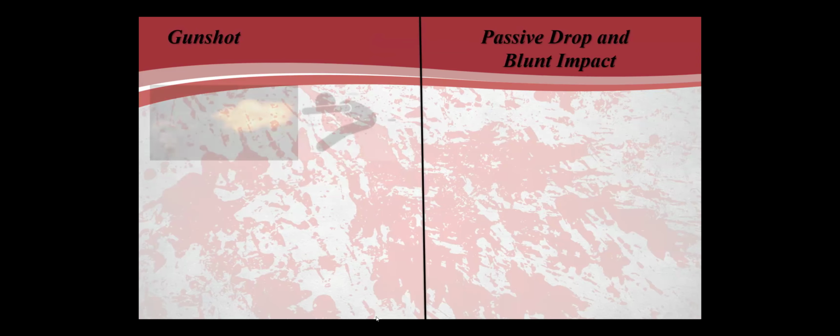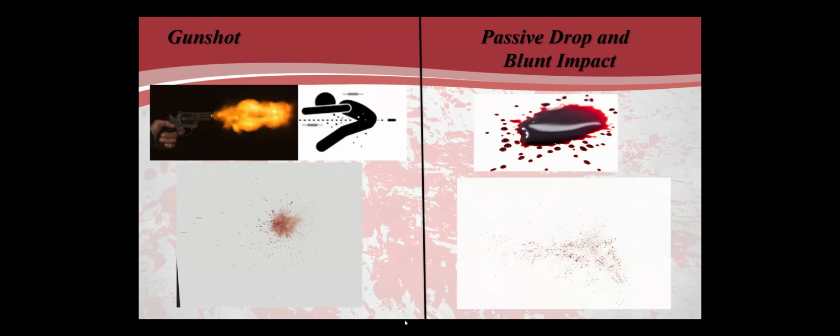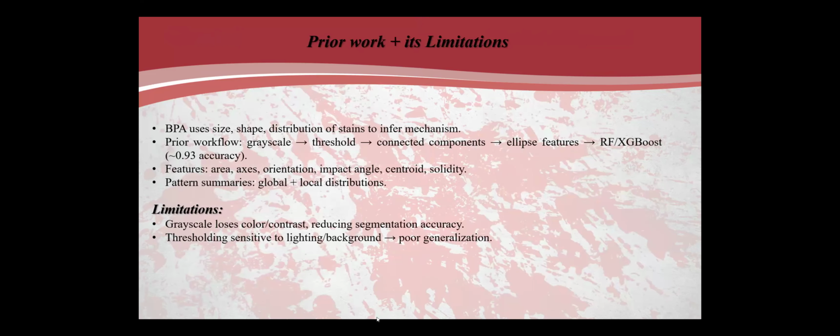Here you can see the difference. On the left-hand side, you can see a gunshot spatter pattern, and on the right-hand side, you can see two impacts: one is a blunt force, and the other is a passive drop. There are other things in bloodstain pattern analysis, but right now we just started with binary classification. These visuals show differences in sizes, counts, and distributions, which are exactly what our system tries to learn and classify. Before we get into our approach, let me quickly cover what's been done before. This is the baseline method, which uses grayscale thresholding to identify the blood regions. They fit ellipses to each stain and extract the geometric features, and they use random forest or XGBoost.